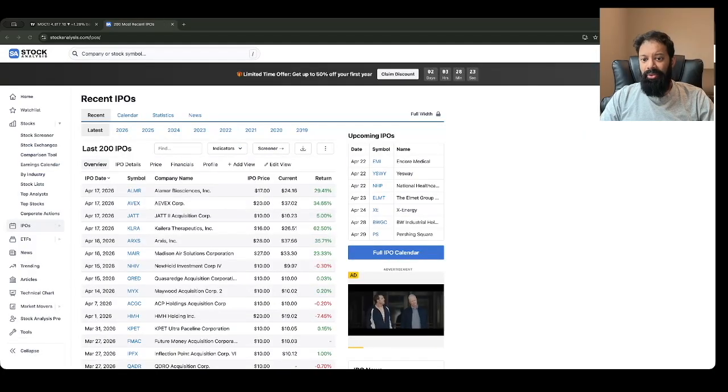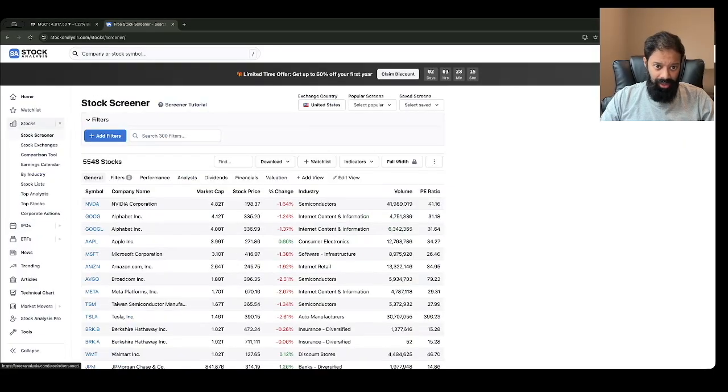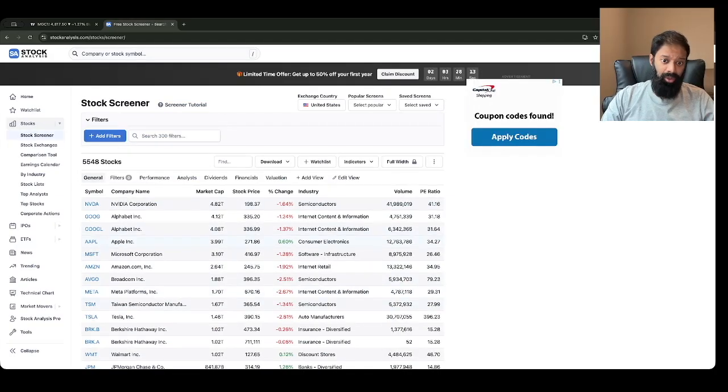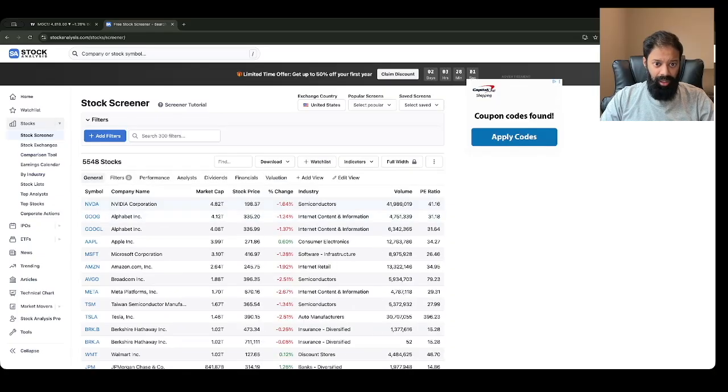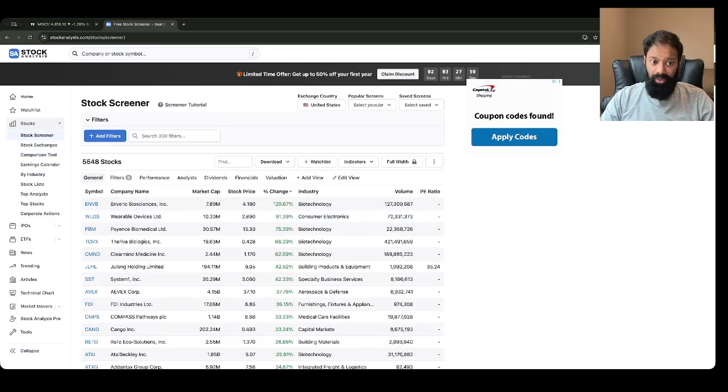But let me go through some of the other things that I will be using and I'm excited about using in stockanalysis.com. There's a stock screener, so you can screen stocks that are moving that day. If you're a trader or if you are a swing trader or something like that, you can look at this screen and figure out what stocks are moving in that particular day to get a quick jump up in price.